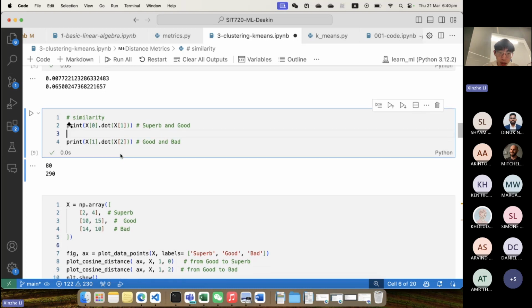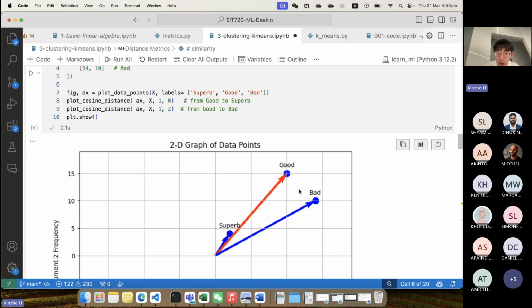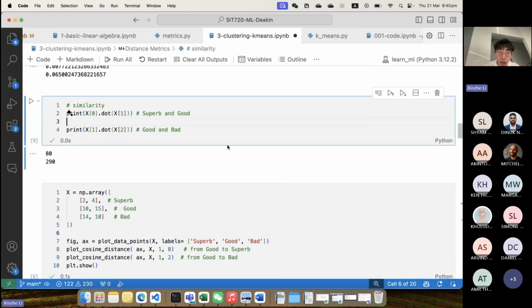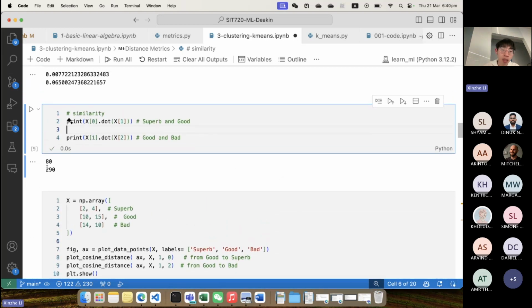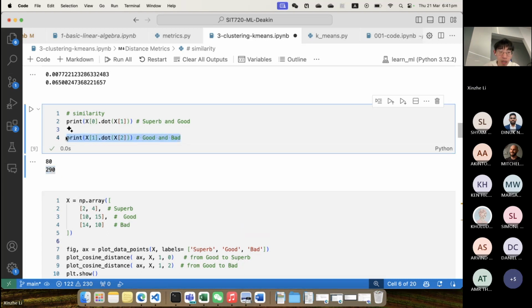It looks like if we calculate similarities, it's bad between good. It's not. It shouldn't be. Oh yeah, it's correct. This is bigger. So the good and bad has a bigger similarity here. You can see, so it doesn't make sense, right?